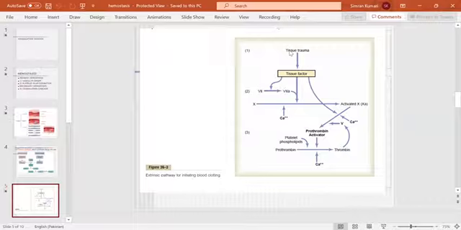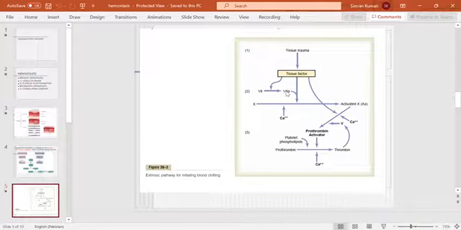In response to trauma, the tissue or the vessel secretes tissue factor, which is also known as thromboplastin. Now, one important thing about thromboplastin is that this is the only factor which is secreted by tissue. All other factors are plasma proteins which are synthesized in the liver. This is the only tissue factor; all the other factors are plasma proteins synthesized in the liver.